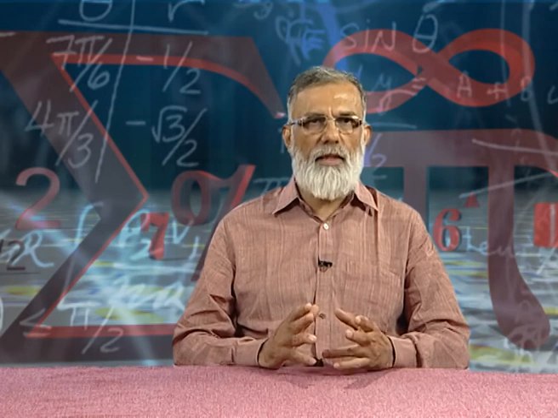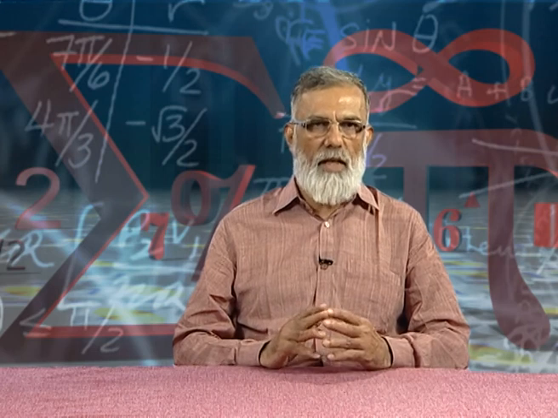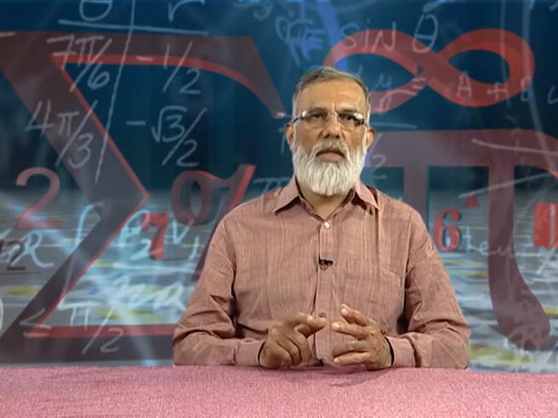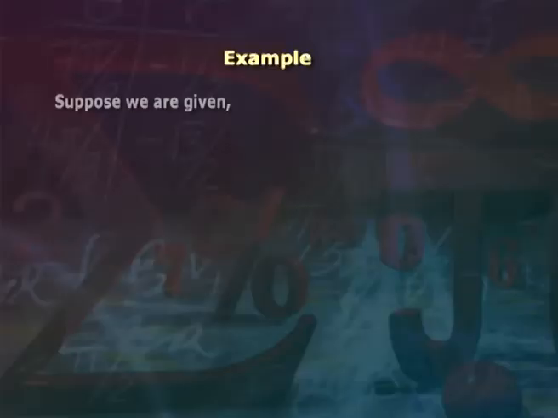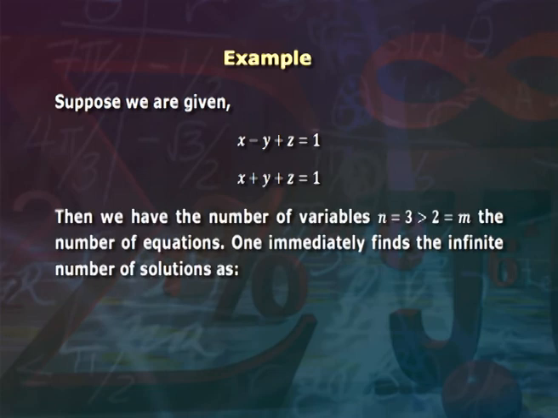When n is greater than m, in general the system is underdetermined, and by elementary row and column operations, m of the variables of the solutions can be described in terms of the remaining n minus m variables. Example, suppose we are given that x minus y plus z equal to 1 and x plus y plus z equal to 1. Then we have the number of variables n equal to 3, which is greater than 2, which is m, the number of equations.